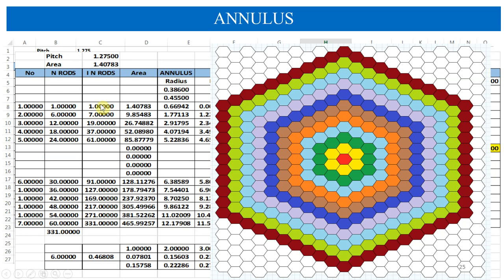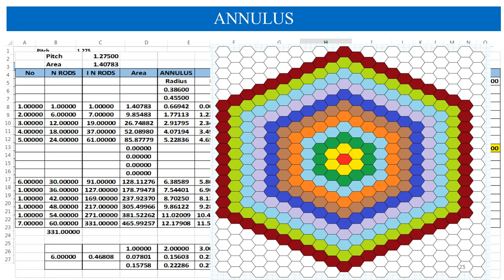If I convert the Excel sheet into numbers, I get the area of one hexagon here in the first row, number of rods 1. In the second, it is 6. But the total will be 7, which is 1 inside and 6 outside, for this region. So I have 7, and the area is 7 multiplied by the area of one hexagon. So I get this number. This number is the same as the area of the circle, so I can get the radius of the circle to define the radius of the annulus, and so on until I finish the last region of the array.